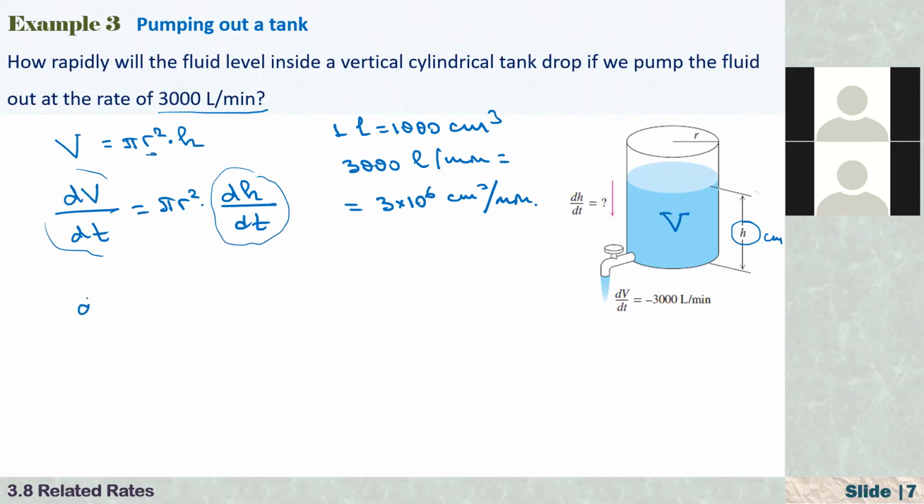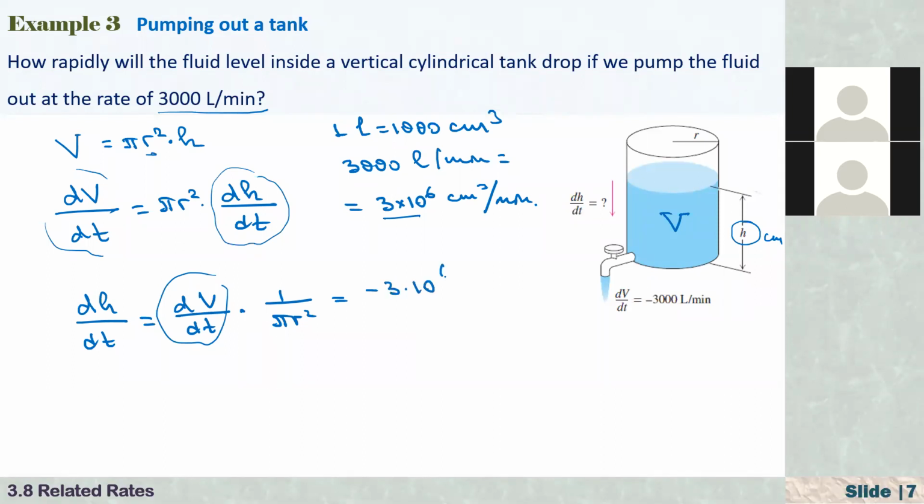So now from here, what is dh dt? dh dt will be equal to dv dt times 1 over pi r squared. What is dv dt? dv dt is 3 times 10 to the power of 6 centimeter cube per minute, but it's minus, right? Because it's dropping. So here we have minus 3 times 10 to the power of 6 over pi r squared. So here it will be centimeters per minute.